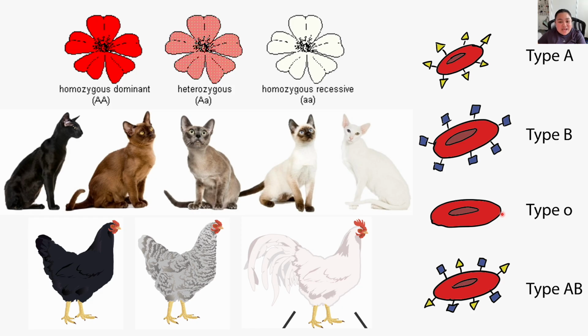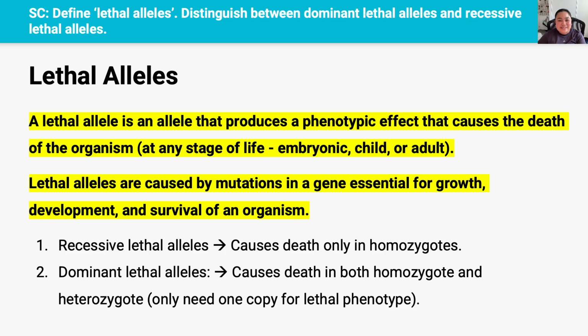But sometimes an allele can be so disruptive that it can actually cause death in the organism if that organism inherits that allele in certain combinations. These alleles are called lethal alleles, and they don't just change appearance, they affect the organism's survival. So what is a lethal allele? A lethal allele is an allele that produces a phenotypic effect that causes death in the organism.